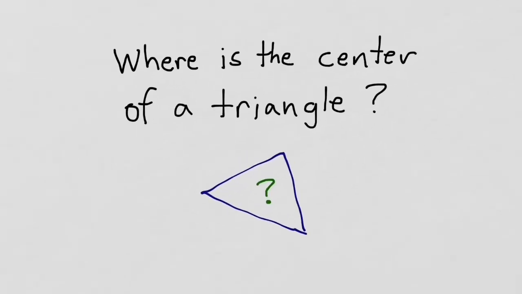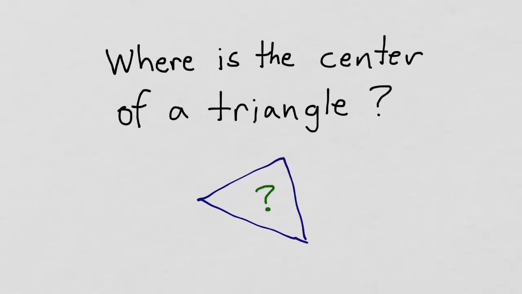Where is the center of a triangle? Seems like a simple question, but the answer turns out to be somewhat complicated. Triangles are pretty basic, the simplest polygon we can create, but there are 4 different points that we might want to consider as the center of a triangle.